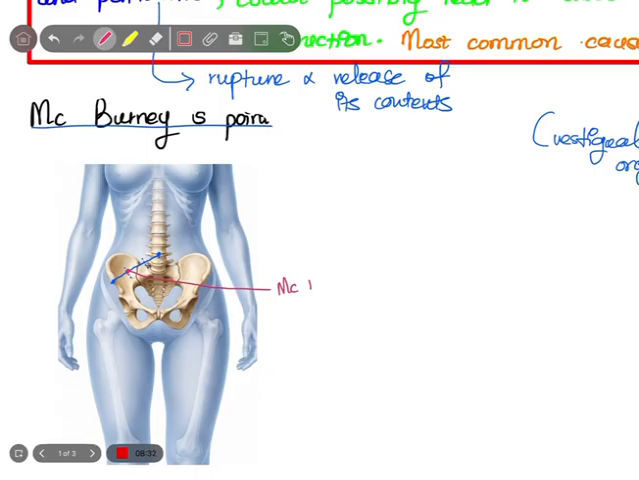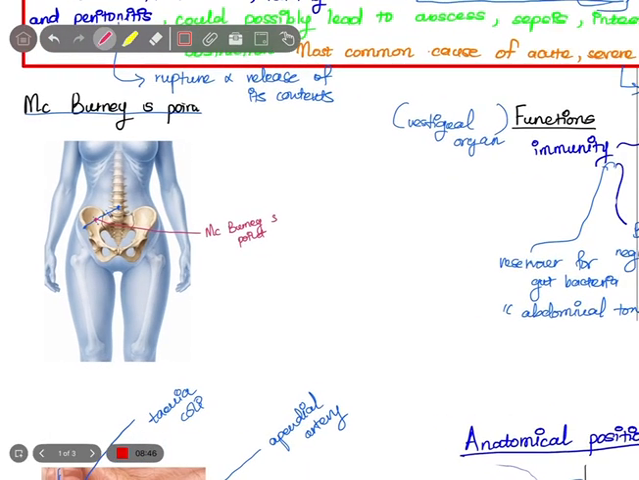The McBurney's point, which is the most tender point in the abdominal cavity. Now, why are we talking about this? It is important, in this case specifically, because it is where the base of the appendix lies. Now it is important to observe the reaction of the patient, especially when palpating around this area, if appendicitis is one of the suspects.